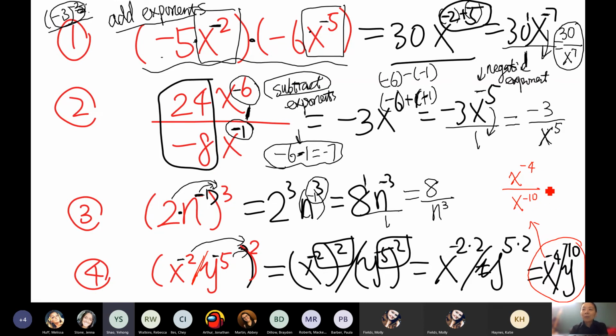Okay, how do we get rid of negative exponents? We flip. So that means this -4, in order to get rid of the negative sign, I got to flip to the bottom. So I get x to the 4th. And this x to -10, I got to flip to the top to get rid of the negative. So I get x to the 10th. Okay, so that would be the, I'm sorry, y. I changed that, sorry. Y to the 10th. So that would be the final answer.